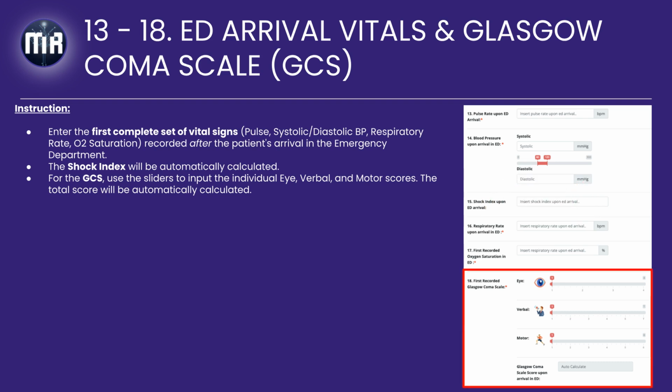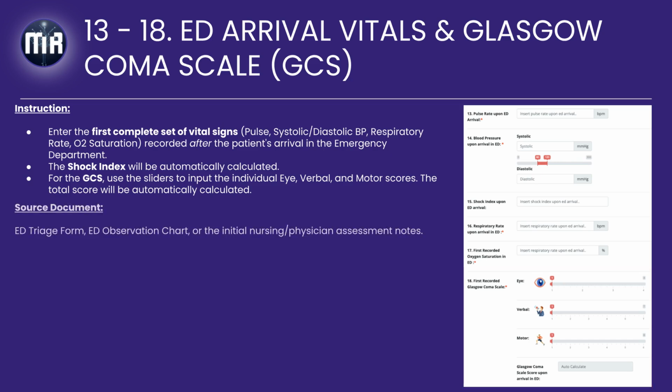For Field 18, the Glasgow Coma Scale or GCS, you will use the interactive sliders to input the individual scores for the eye, verbal, and motor responses. The total GCS score will then be automatically calculated and displayed. The source document for all this information will be the ED triage form, the ED observation chart, or the initial assessment notes from the attending nurse or physician.